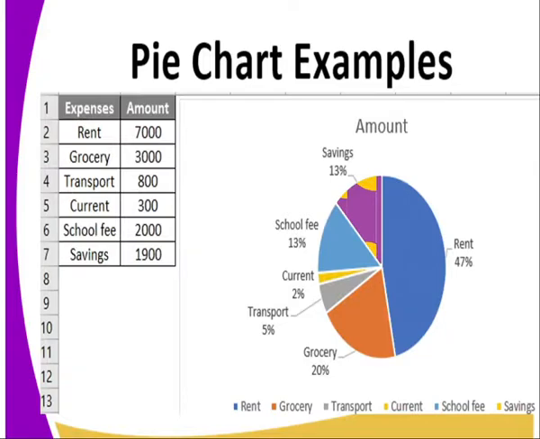Let us take an example. We have the data that is represented there. We have the expenses and the amount: rent, grocery, transport, current, school fees, and the savings. This is how a certain person used his salary. When it comes to representing the data, I draw a circle of convenient size, then I convert the data into angles of 360. Then remember, it is also accompanied by the key. We have rent, grocery, transport, current, school fees and savings represented in different colors.